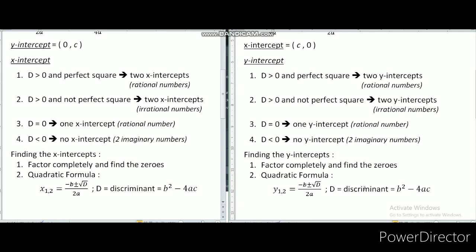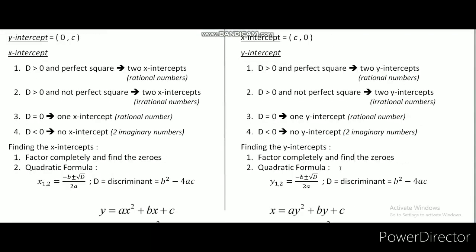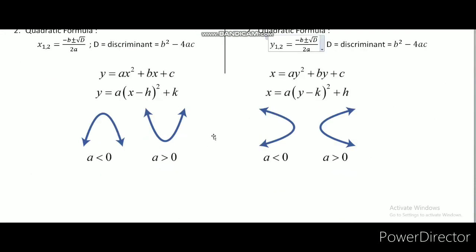So after we have this, of course, you want to know more about the shape, the difference between the parabola on the left and the parabola on the right. So actually, yes, you can see here on the left, when you have this kind of general form, if the a is less than 0, it's facing downward.